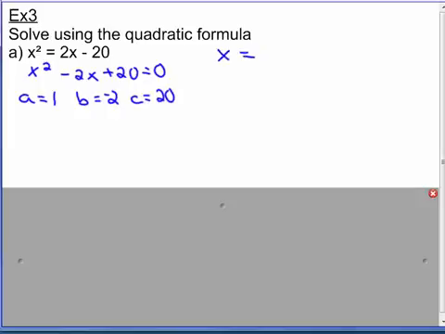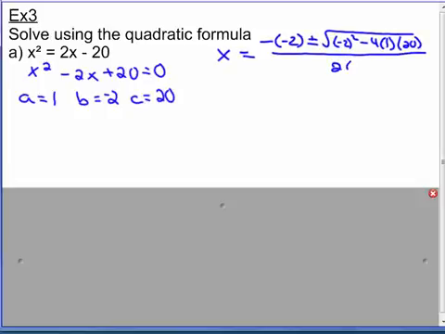X is the opposite of b, plus or minus the square root of b squared, minus 4ac all over 2a. The opposite of b, the opposite of negative 2, plus or minus the square root, negative 2 squared, minus 4 times 1 times c, all over 2 times 1.